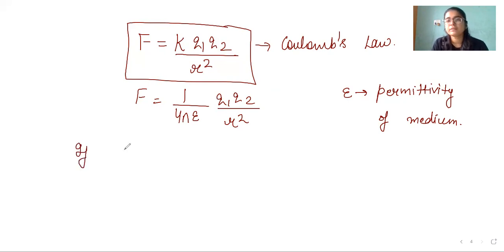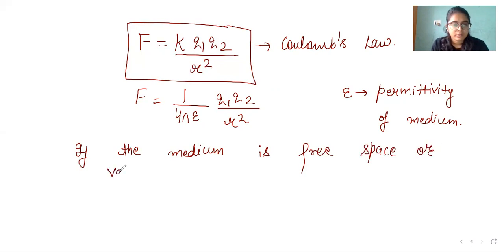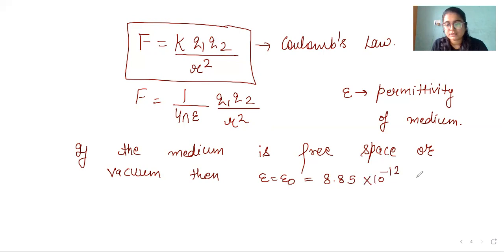If the medium is vacuum, or you can say free space, then the permittivity of the medium, of free space, is equal to epsilon naught. We call the permittivity of free space epsilon naught, and its value was found out to be 8.85 into 10 to the power minus 12 Coulomb square per Newton meter square.